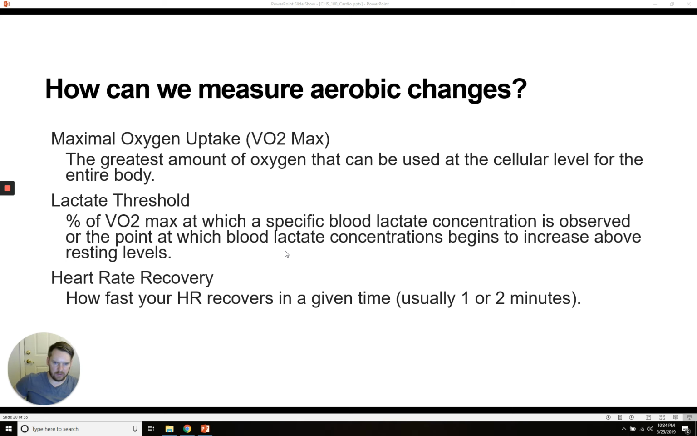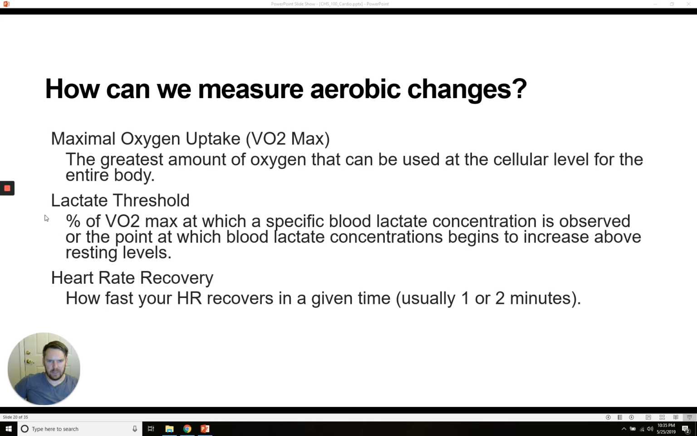Now, if you had to pick a single variable to predict race performance, I'd say that speed at lactate threshold would be the best. The reason is lactate threshold takes into account VO2 max because it's a percent of VO2 max. The speed that you can maintain at lactate threshold is ultimately going to be the maximal speed that you can maintain for a prolonged period of time.